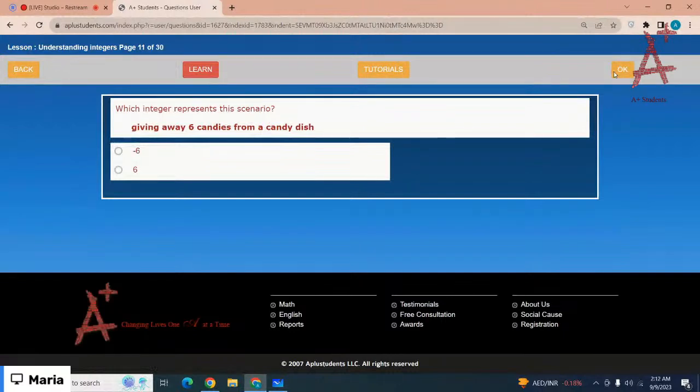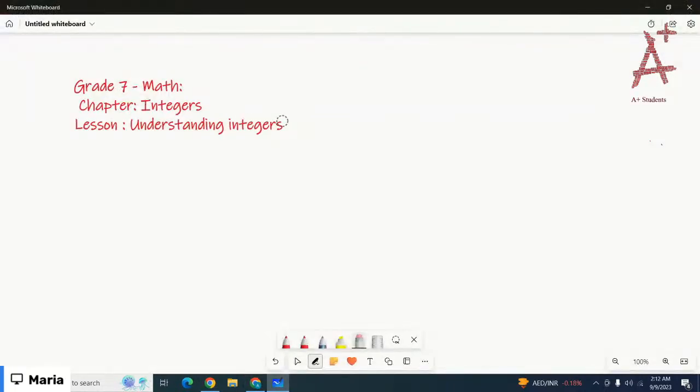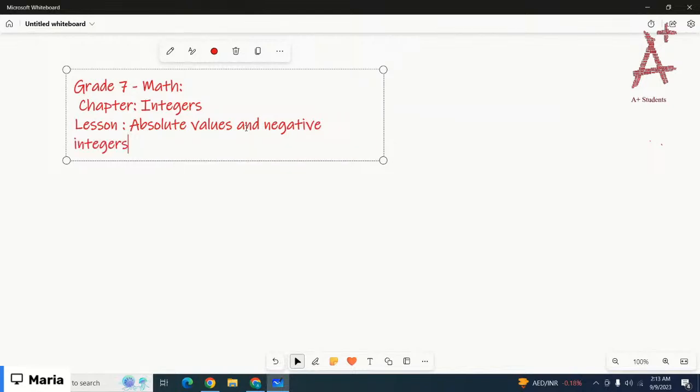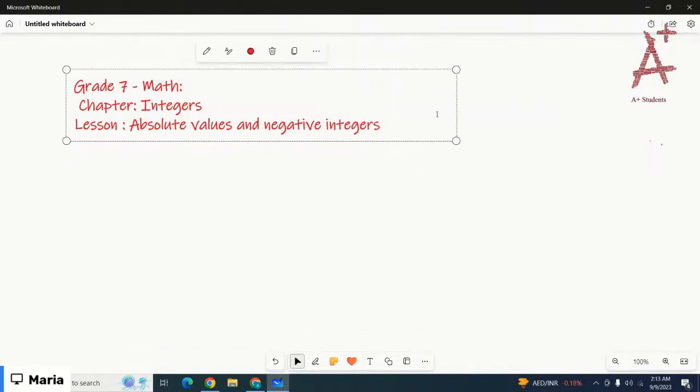Okay, you can just complete the lesson by yourself later today. Let's just start with the next lesson. The next lesson is absolute value and opposite integers. So I'm going to explain what the absolute values are. So you can even note down the definition. So let's just see what the absolute values are, right?